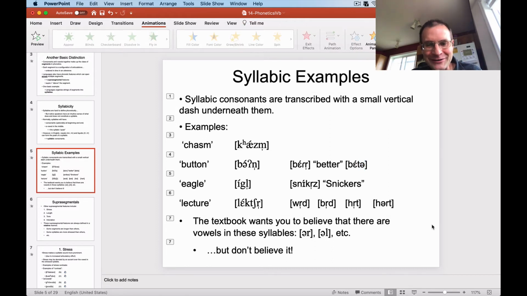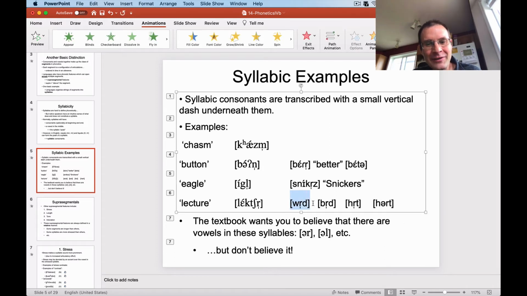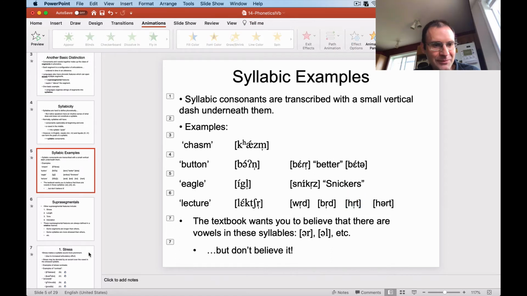Okay, I'm getting a little bit distracted, but this is fun for me. Hopefully it's at least a little bit fun for you too. But in case you're confused, the main point is that this is how you transcribe that sound. It's syllabic R in English: hurt, bird, word, lecture, that sort of thing. All right.